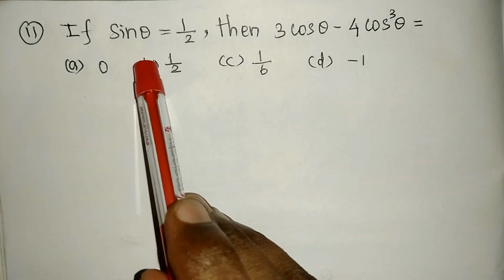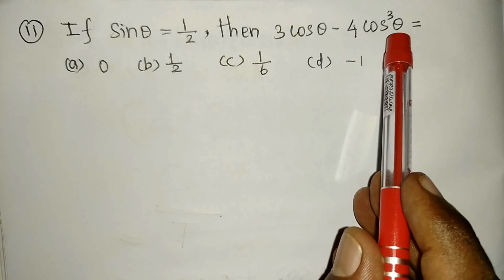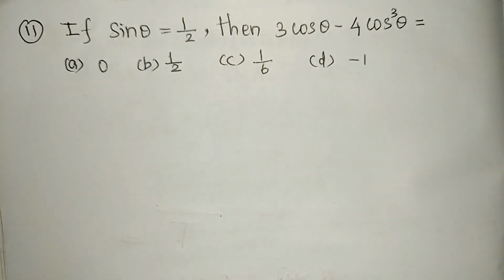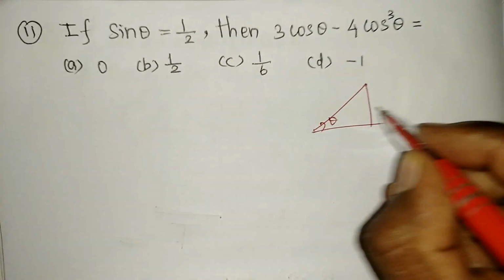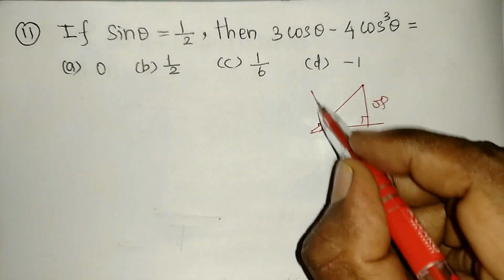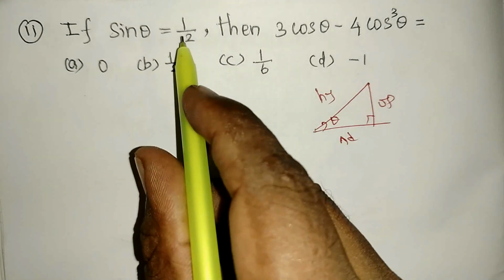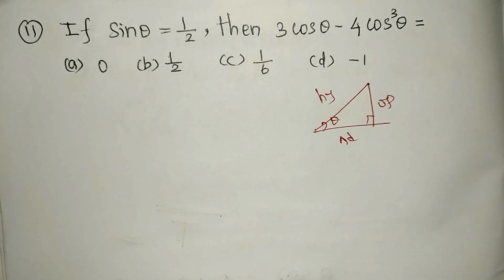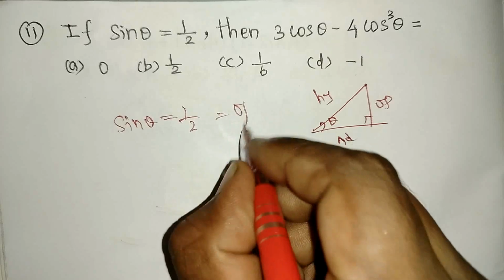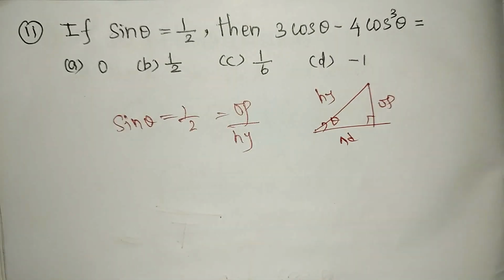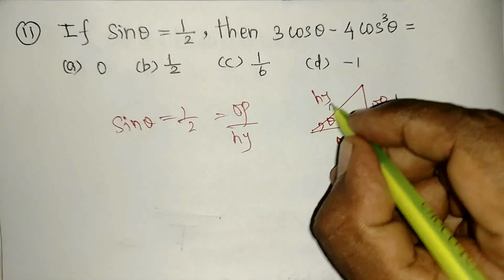If sin theta is equal to 1 by 2, then what is 3 cos theta minus 4 cos cube theta? They have given sin theta equal to 1 by 2, so we'll go for the figure. This is theta I'm taking here. The side opposite to theta is the opposite, opposite the 90 degrees is the hypotenuse, and the rest of the side we know is the adjacent. So sin theta, they have given, is 1 by 2, which is equal to opposite divided by hypotenuse. So what is the opposite? The opposite is 1, and this is the hypotenuse, so this is 2.